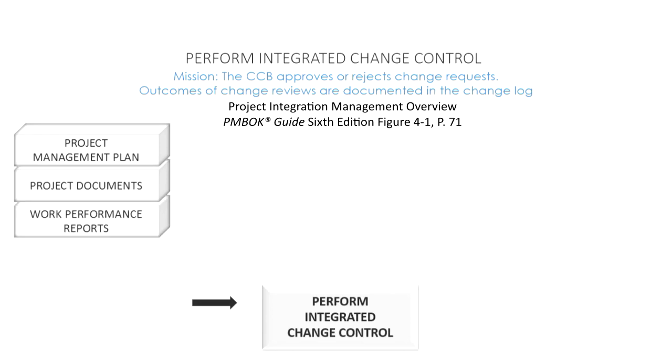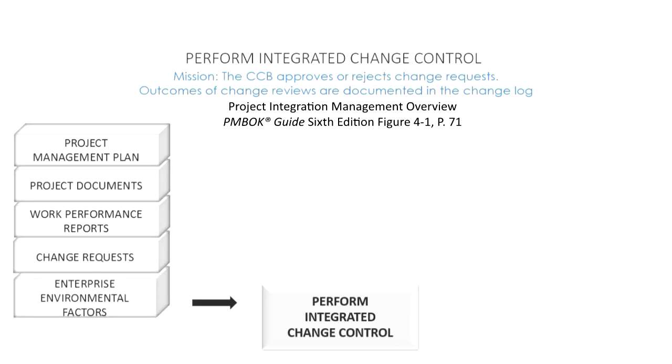The next input is work performance reports. Again, these reports tell you about the health of the project. The next one is change requests. What are we doing? We're reviewing change requests. So change requests must be an input to this process. The next input is enterprise environmental factors, followed by organizational process assets, which we know. So we're not going to delve into those.